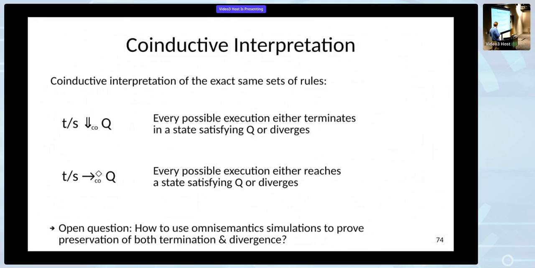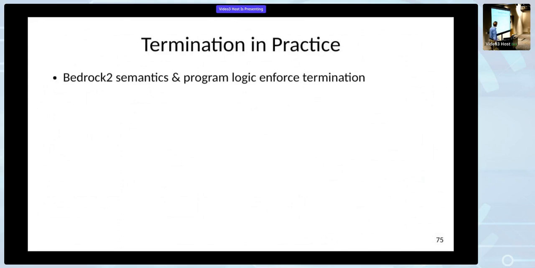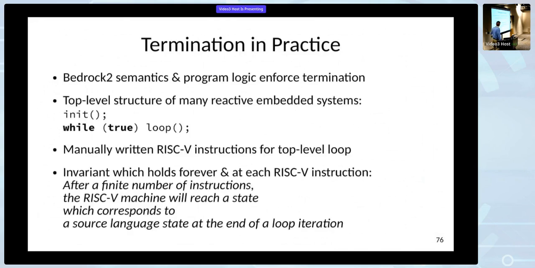However, a bit of an open question is how we can use Omnisemantics simulations to prove preservation of both termination and divergence. We have some plans there, but it's not fully worked out yet, and I think that's somewhat of a big drawback from a theoretical point of view. But I will show you that from a practical point of view, it's not a problem, because in Bedrock 2, we do enforce termination of all programs, because I think termination is an important correctness property. But then the only place where we need infinite execution is because our systems are so simple that we basically have an embedded program with a top-level structure that looks like this.